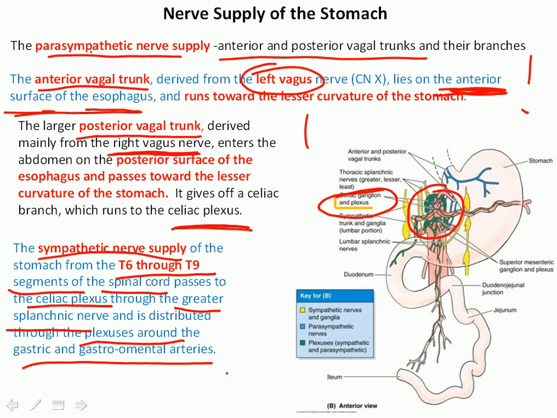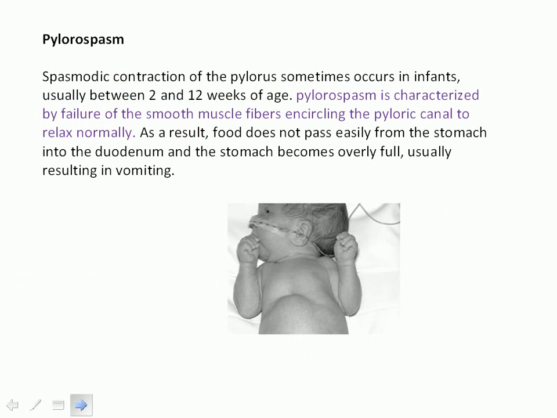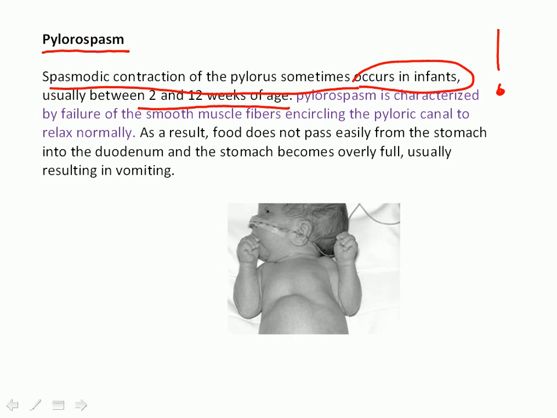So, a few clinical correlates regarding the stomach. Pylorospasm first. Pylorospasm is spasmodic contraction of the pyloric sphincter, which occurs quite frequently in infants, somewhere within the first 3-4 months of age. Pylorospasm is characterized by failure of the stomach muscle fibers circling the pyloric canal to relax normally.